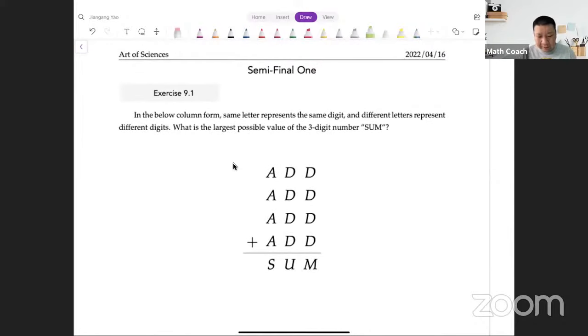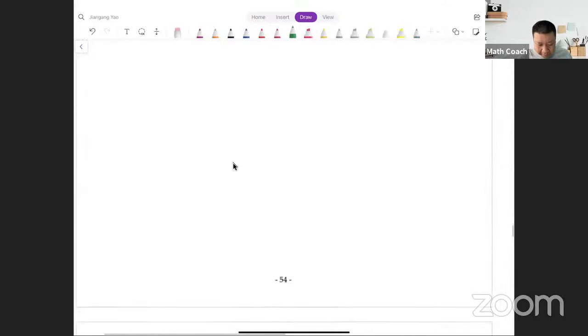In the below column form, the same letter represents the same digit, different letters represent different digits. What is the largest possible value of the 3-digit number SUM? 74, go ahead. Yes, 976 is the correct answer. Yes, you always need to try. You start with the larger ones. So now it is 1, 2, 0. And now next question.